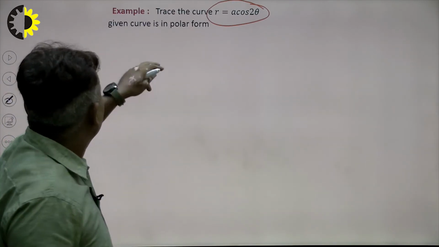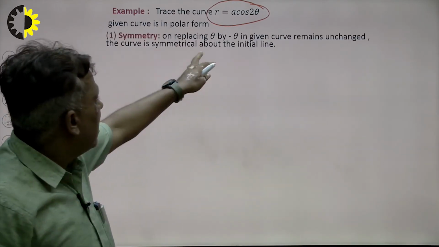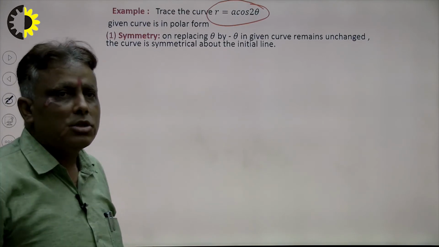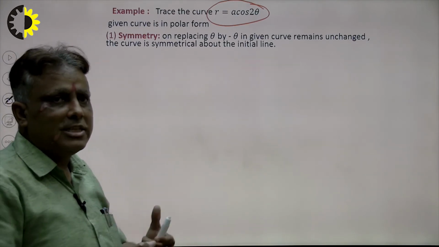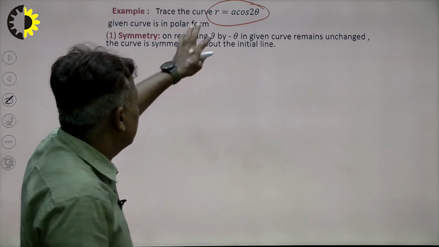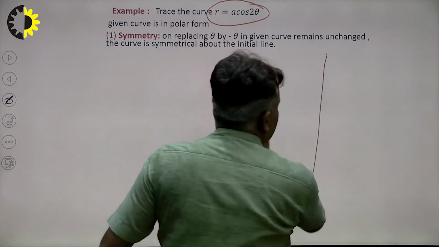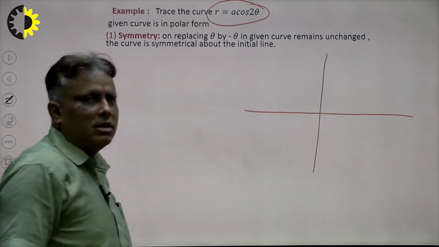Suppose I write here: the given curve is symmetrical about the initial line because there is no change by replacing theta by minus theta. This curve is symmetrical about the initial line. Initial line means the curve is symmetrical about the x-axis here.